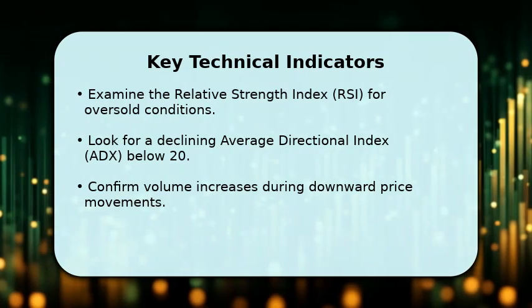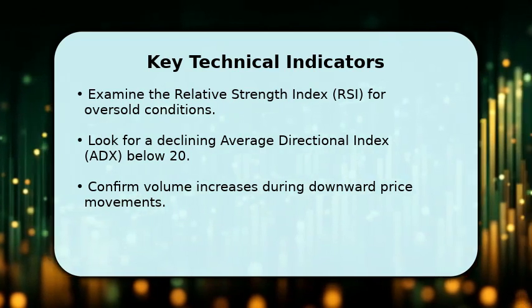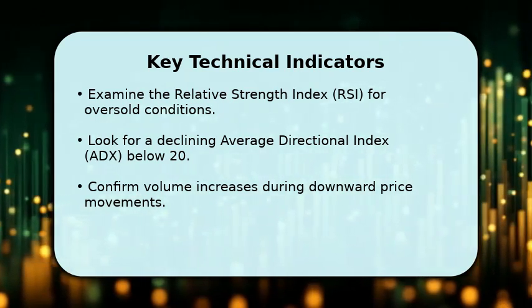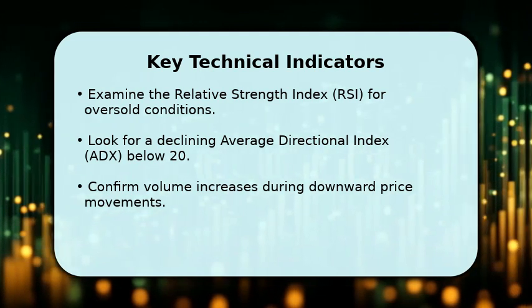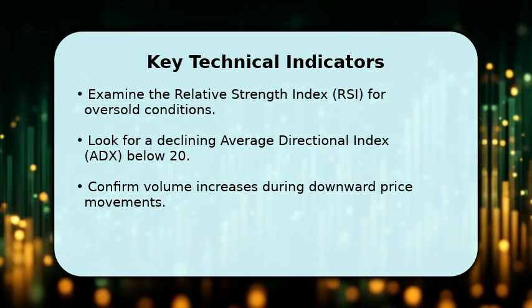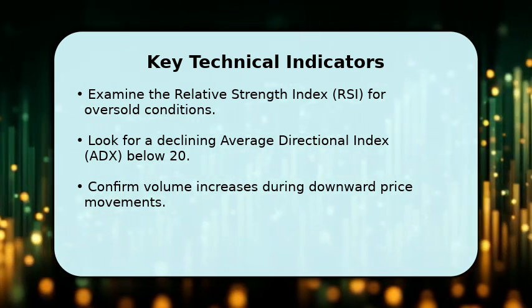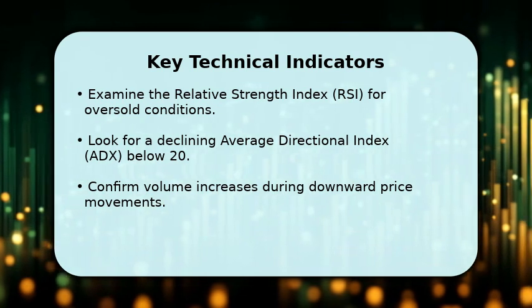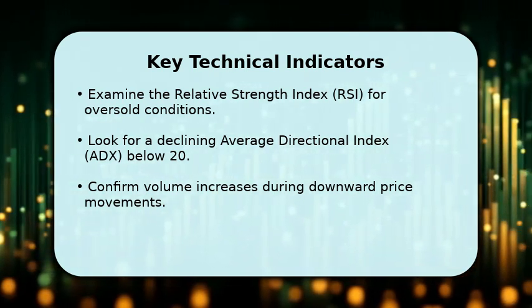Next, incorporate technical indicators to strengthen your analysis. The Relative Strength Index, or RSI, can signal if a stock is becoming oversold, potentially indicating a temporary bottom within the downtrend. Also, check the Average Directional Index, or ADX.